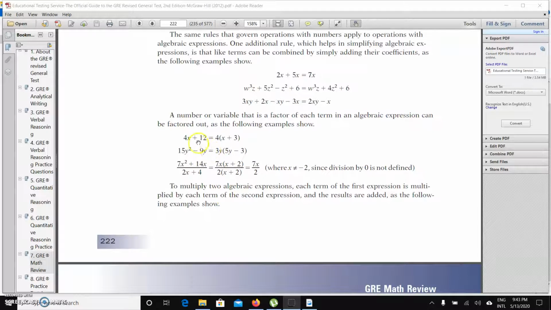And this one too, we can factorize. 4x plus 12 can be 4 into x plus 3. So if you multiply it back, you get that. The same way goes for this factorization. So you can see the same thing is done here. So that means 7x over 2 is the same as this and this.